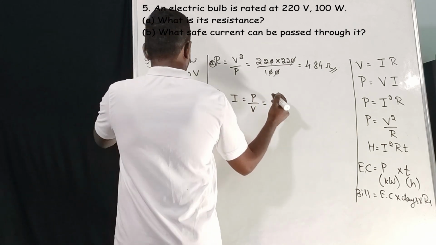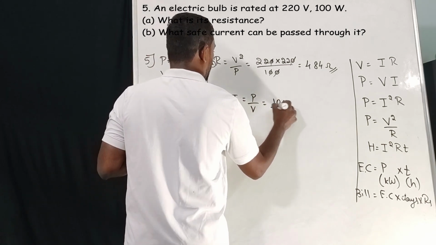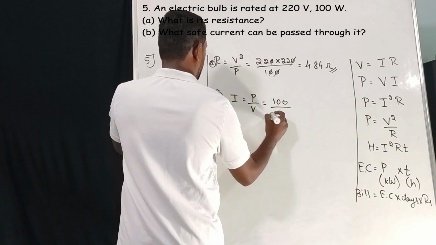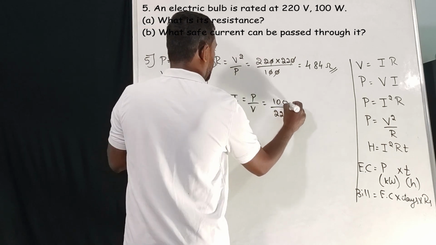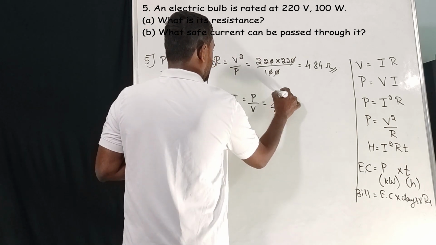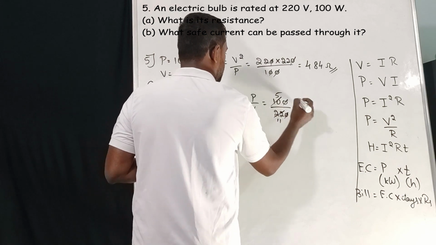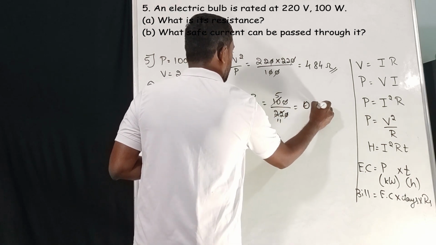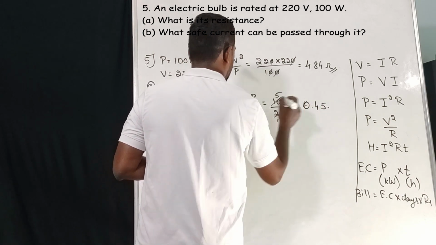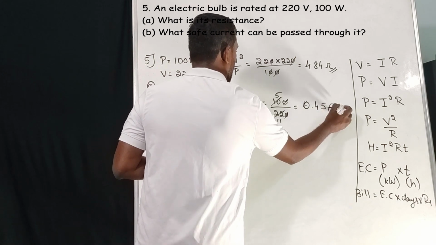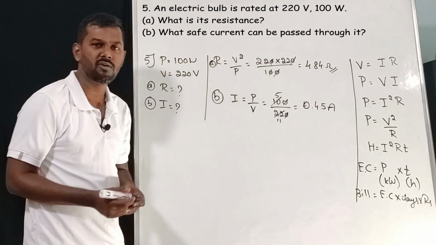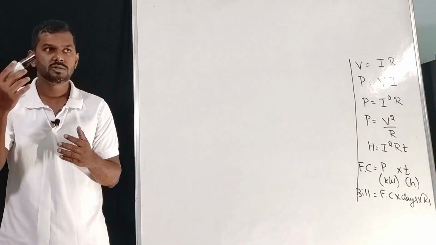Power is equal to 100. Voltage is equal to 220. So 100, the zeros get cancelled, 2 5s are 10, 2 11s are 22, this will be 0.45. What are we finding? Current. So the answer will be in terms of amperes. That's it.